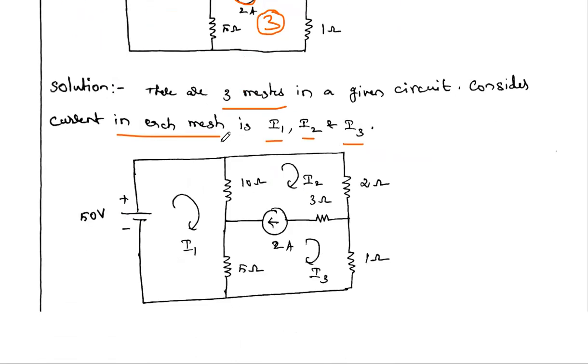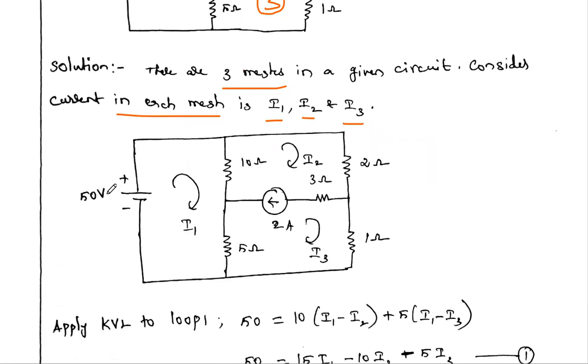Let us mark the currents. Here you see the 50 volt battery. The current always emerges from the positive terminal of the battery, so the current I1 is clockwise. Similarly, the current in the second loop is I2, and the current in the third loop we consider as I3. So we have taken the three currents. What is the next step?